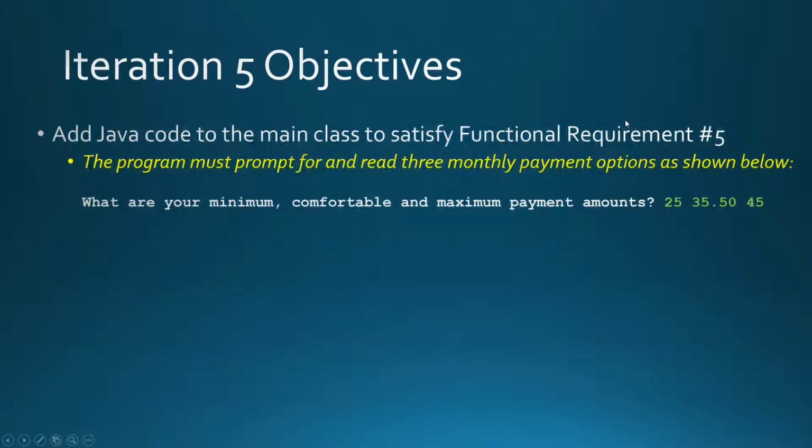Specifically, Iteration 5 objectives are the following. We're going to add Java code to the main class to satisfy functional requirement number 5, which reads, the program must prompt for and read 3 monthly payment options as shown below. We have a prompt, what are your minimum, comfortable, and maximum payment amounts, and then we have 3 values representing the minimum, the comfortable, and the maximum payment amount.